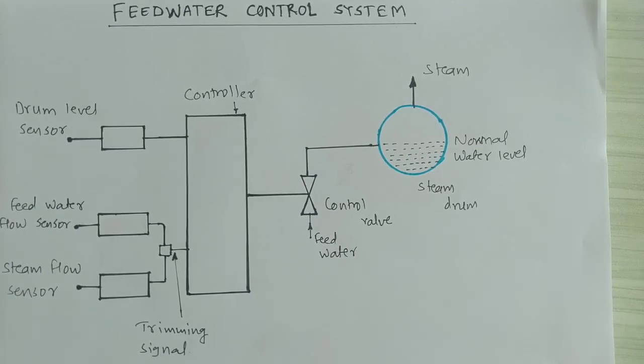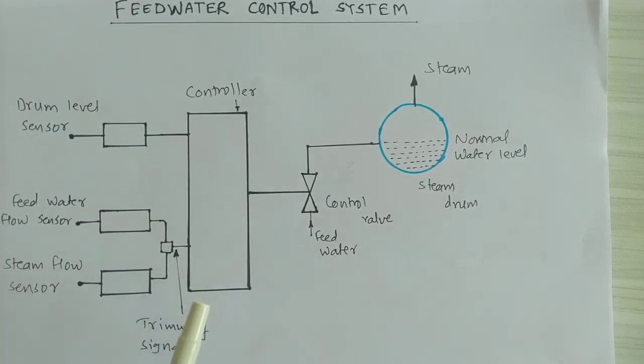In case of high steam consumption and low feed water supply, the drum level will fall below the set point, or you may say below the desired level of the water in the drum. At that time the drum level sensor responds to such error and acts on a controller to increase the feed water opening to meet the steam flow demand.